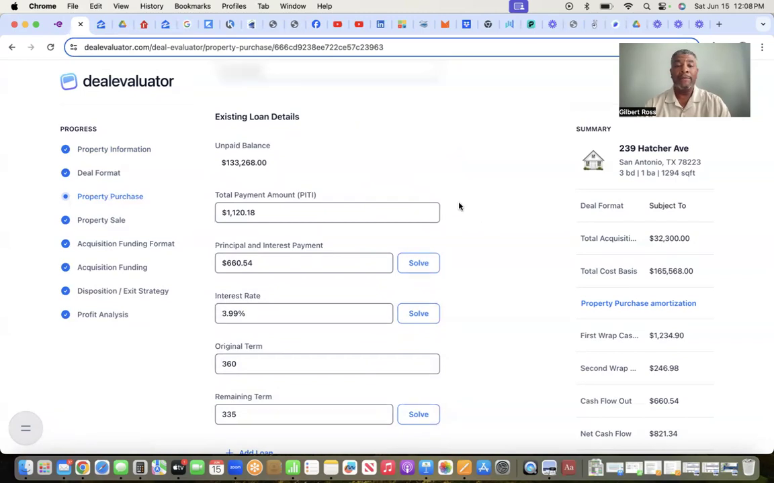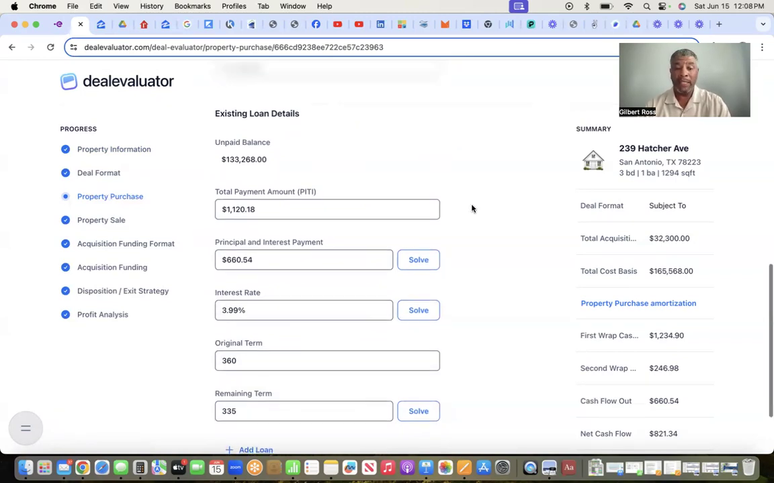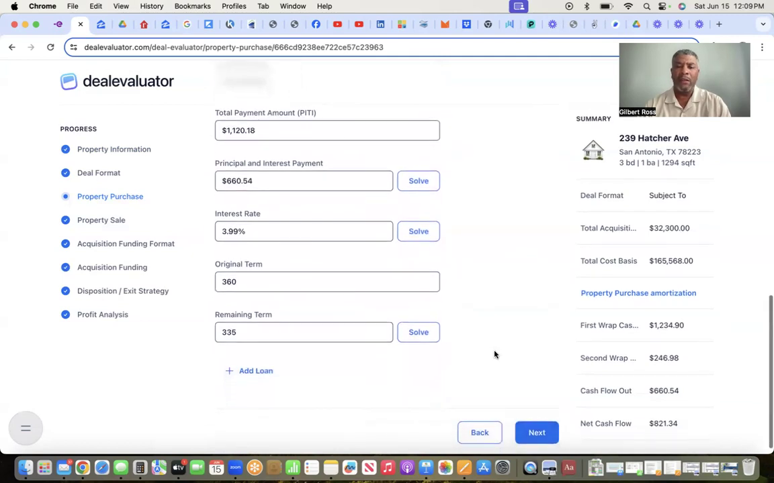This is how the principal, interest, taxes, and insurance break down, as well as just the principal and interest. The really attractive thing about the deal is this 3.99% interest rate for the next 335 months. And that's really what makes this a deal that we would like to go ahead and purchase.